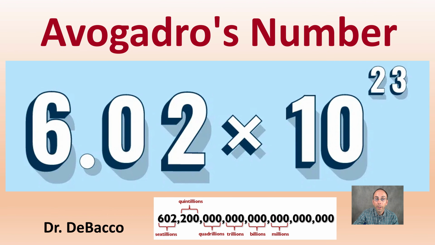Now, when we work with Avogadro's number, it's going to be typically in scientific notation, because if you were to write it out, this is essentially what it would have to look like. Many zeros after that. In fact, 23 zeros. So this is why it's important also to understand scientific notation.